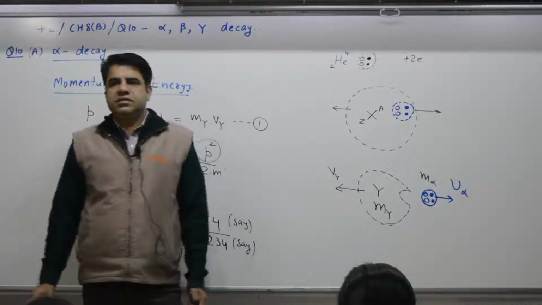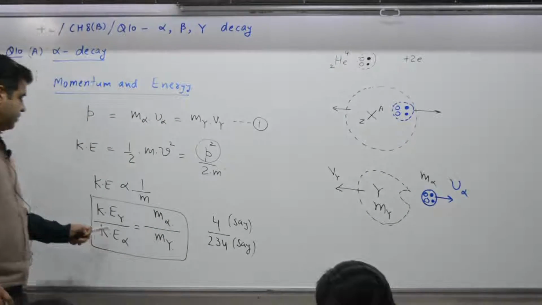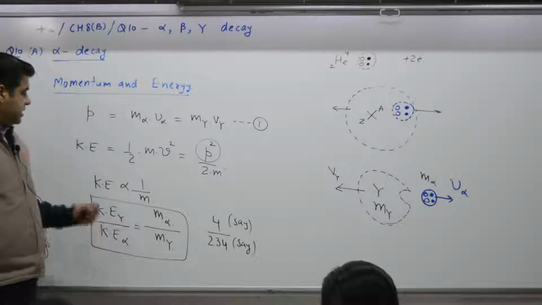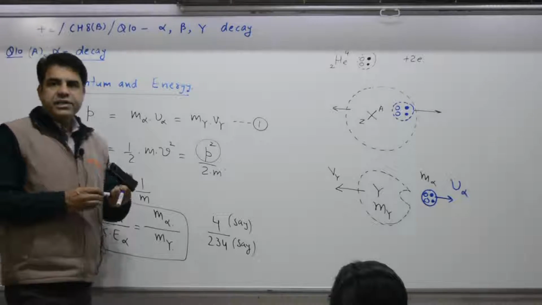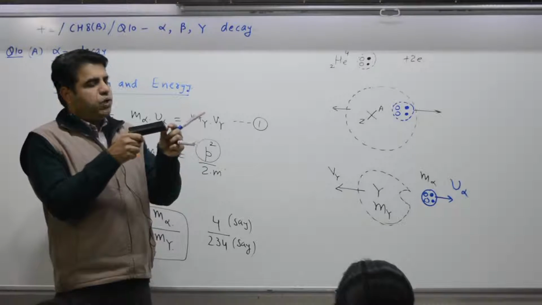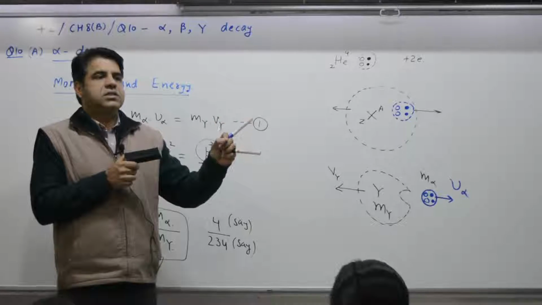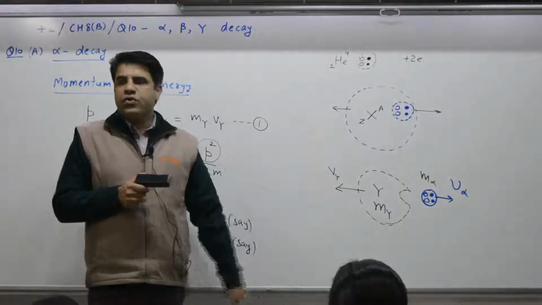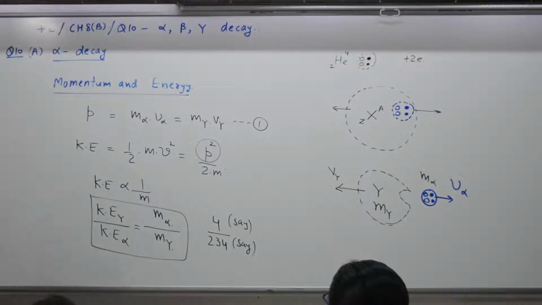Kinetic energy of this daughter nucleus is less. Why? Mass is more. Kinetic energy of the alpha particle is more because its mass is less. Kinetic energy is inversely proportional to mass. Like a gun and bullet arrangement, when you fire, the bullet has more kinetic energy because its mass is less. Kinetic energy is inversely proportional to mass for this scenario where total momentum remains constant. Time with you is 2 minutes to write.